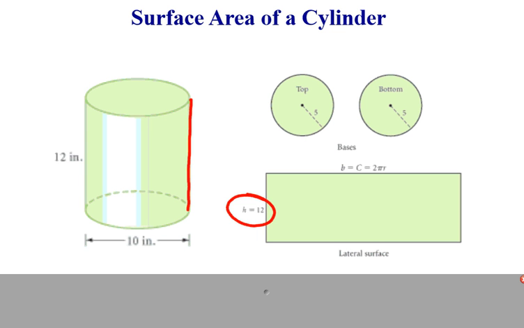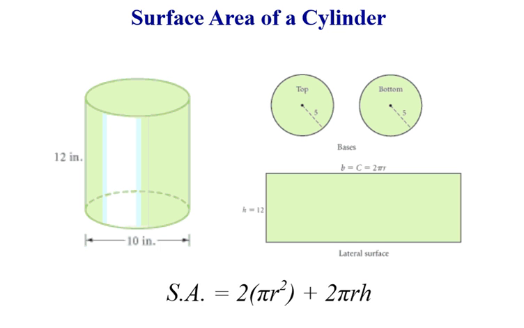Now let's put all this together. We have a top and a bottom that are both circles, and then we have a length and a width that are 2 pi r and h. So when we put it together, we have 2 times pi r squared plus 2 pi r h.